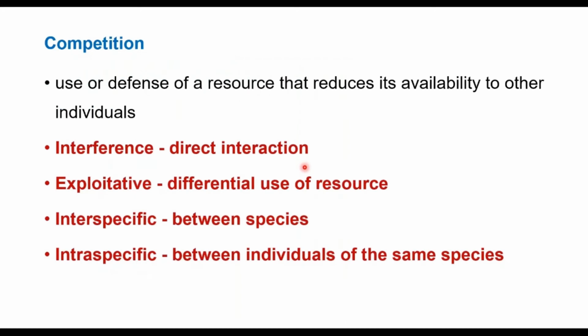Moving on to competition, an organism has to use defense to reduce competition from other individuals, or it has to coexist with the other species. The first type is interference, which is a direct interaction between organisms, and another is exploitative, where organisms use different resources for feed. Some may rely on certain species of feed for their survival, and some may depend on a different food source.